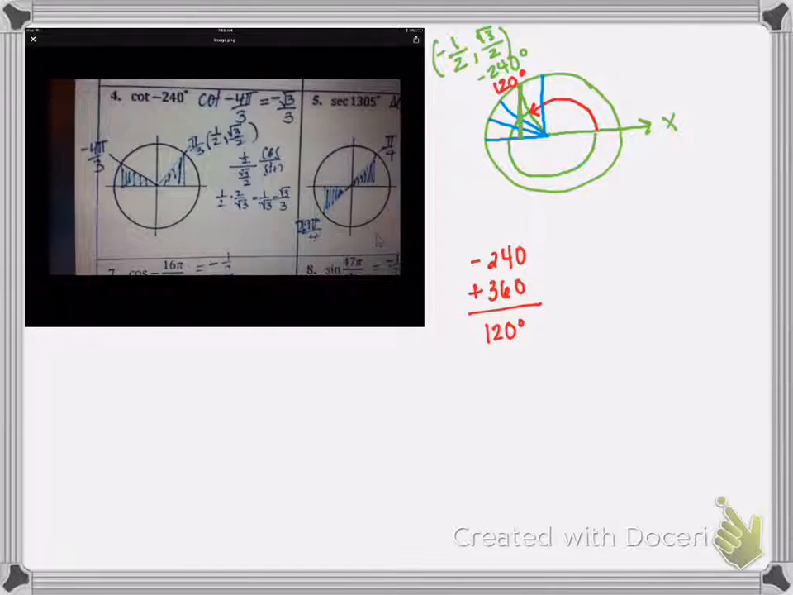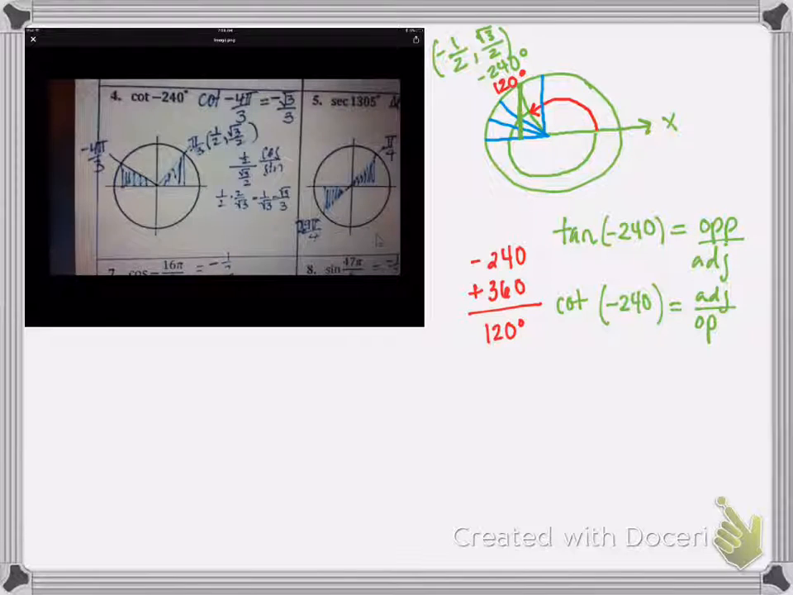Now, remember, tangent of an angle, in this case negative 240 or positive 120, is going to be equal to the opposite over the adjacent. Cotangent is the reciprocal of that ratio. So the cotangent of negative 240 is going to equal the adjacent over the opposite. Another way to write that, because we know that tangent is the y value over the x value, cotangent is going to be the x value over the y value.